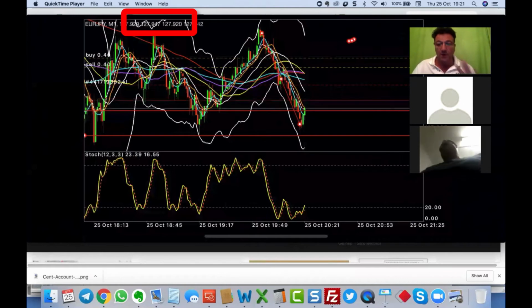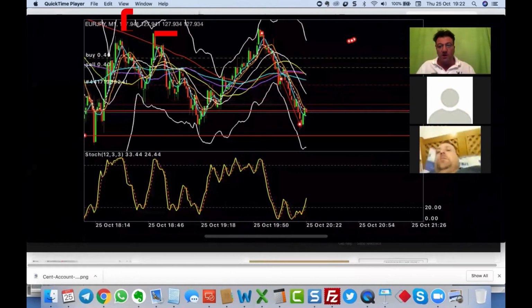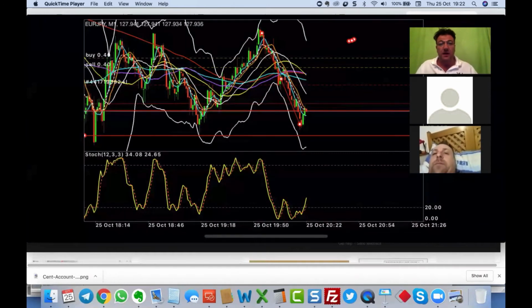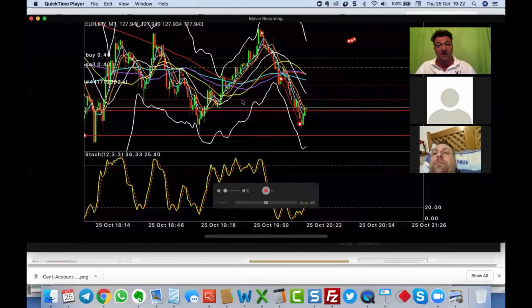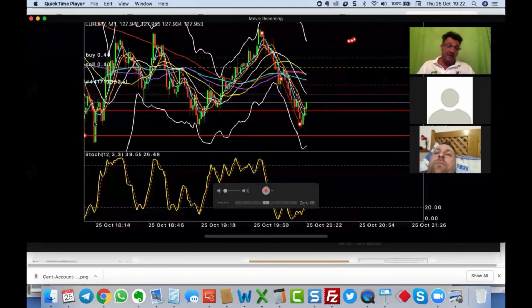You're making a lot of money. You don't have to have a lot of movement. Even if you're doing 5 or 6 pips and you know what you're doing, you're scoring 5 or 6 pips. So it's 5 pips here, 10 pips here, 10 pips here, 5 pips there, 10 pips here.